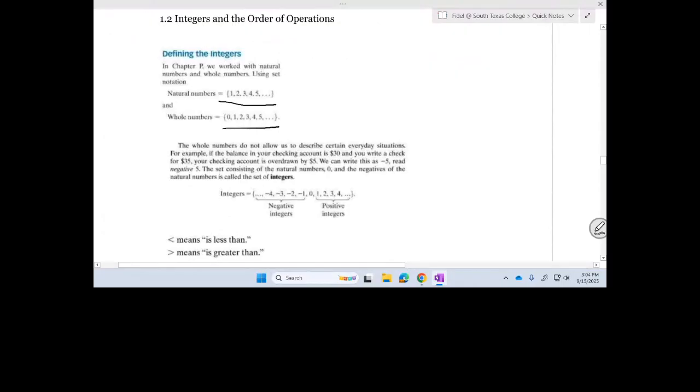So, y'all, the first thing we call this set the natural numbers. The natural numbers are just the counting numbers 1, 2, 3, 4, 5, so on and so forth. The whole numbers, y'all, have the counting numbers with addition of the number 0. Okay, so integers, y'all. Integers are the whole numbers, which is 0, 1, 2, 3, 4, 5, so on and so forth, but also the negative numbers, right?